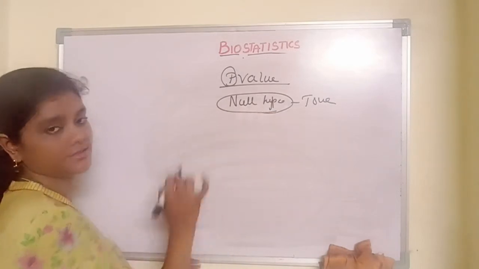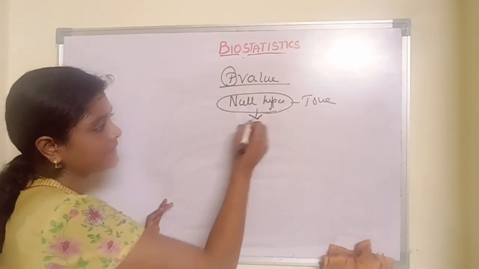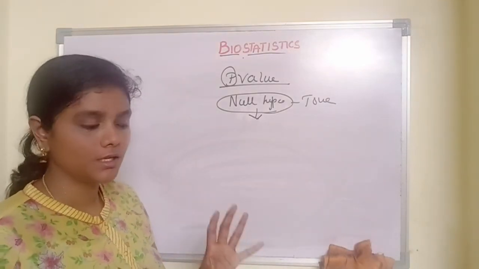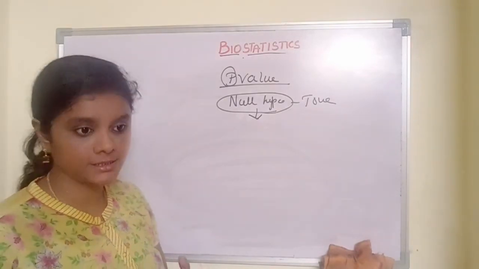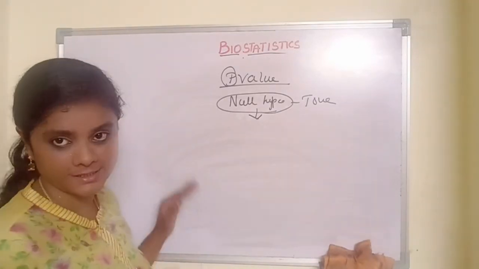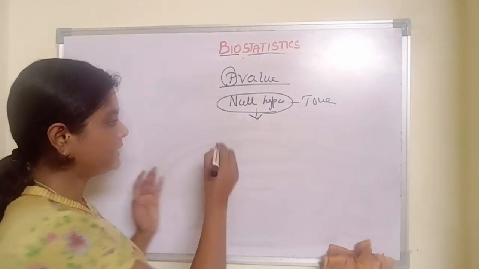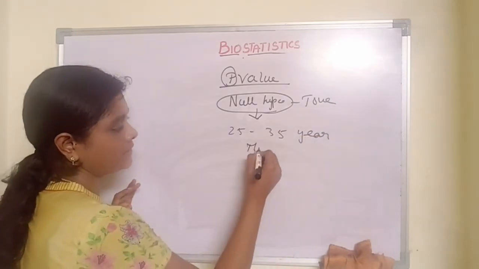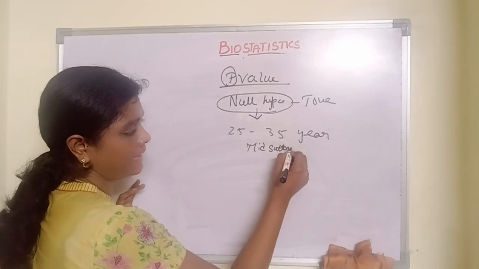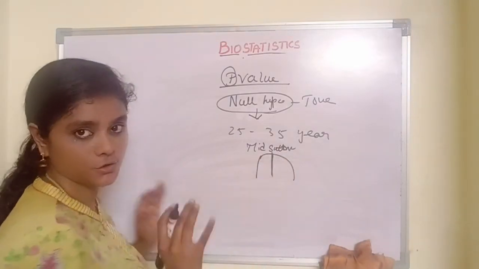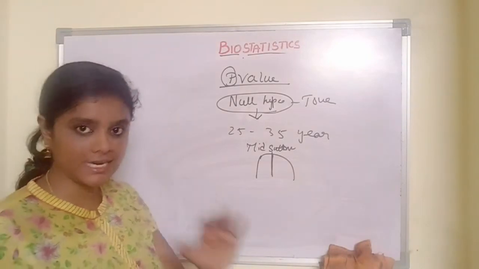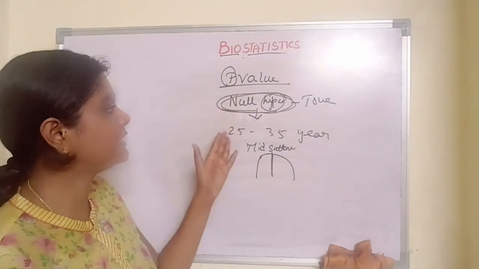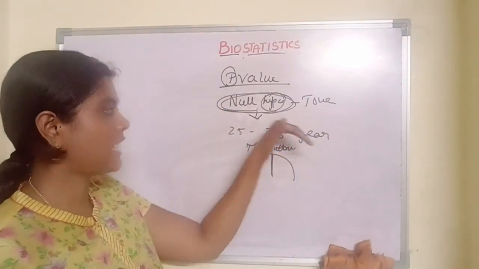What is the null hypothesis? Basically, the null hypothesis says that there is no difference between the two entities in the research. So, for example, at the age of 25 to 35 years, if you see, the mid-palatal suture is there. This is the mid-palatal suture. The research starts with a null hypothesis. Hypothesis means assumption. Null means there is no change, right?